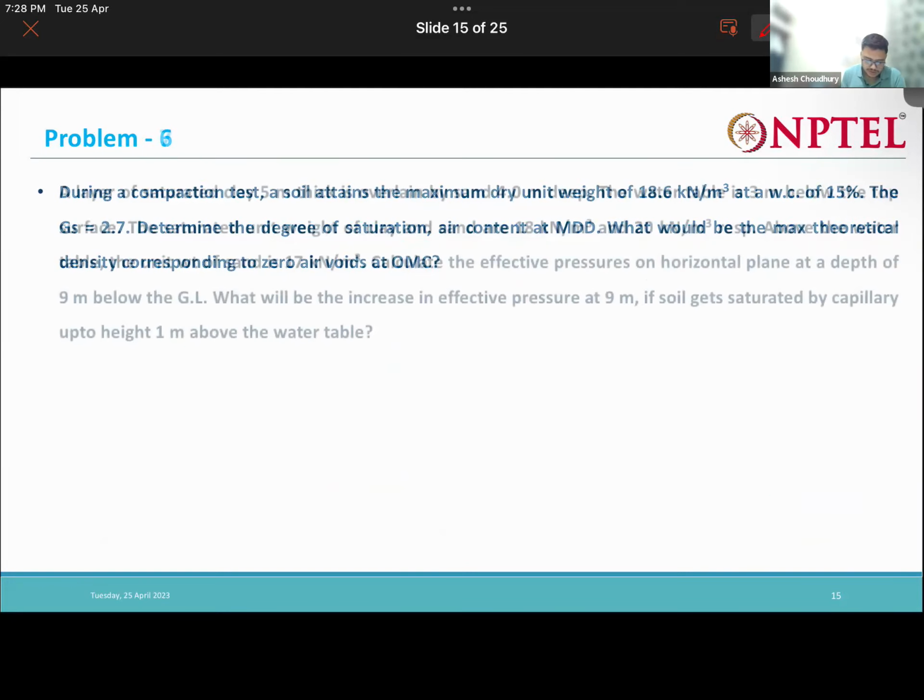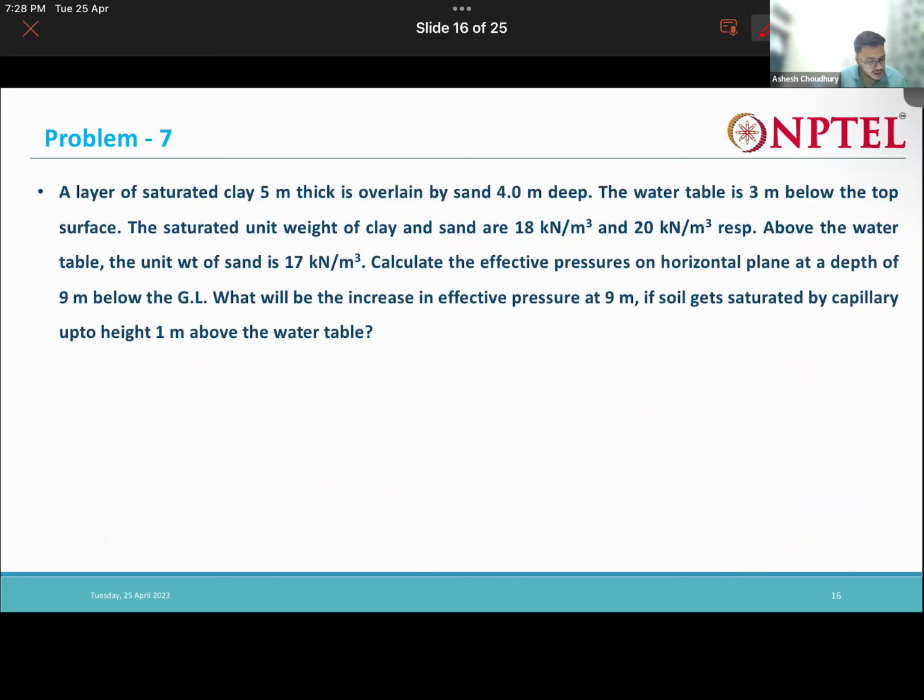Okay, so let us move to the next one. A layer of saturated clay 5 meter thick is overlain by sand 4 meter deep. The water table is 3 meter below the top surface. The saturated unit weights of clay and sand are 18 kilonewton per meter cube and 20 kilonewton per meter cube respectively. Above the water table, the unit weight of sand is 17 kilonewton per meter cube. Calculate the effective pressure on a horizontal plane at a depth of 9 meter below the ground level.